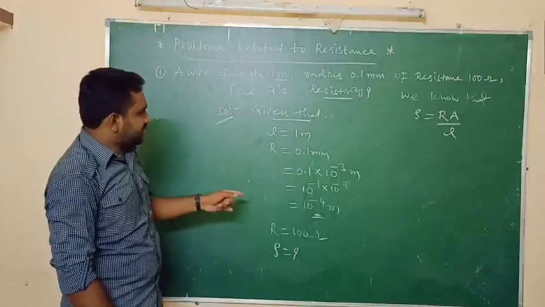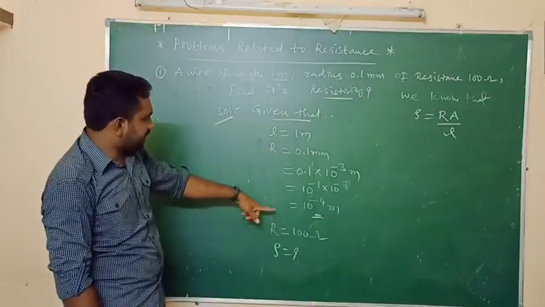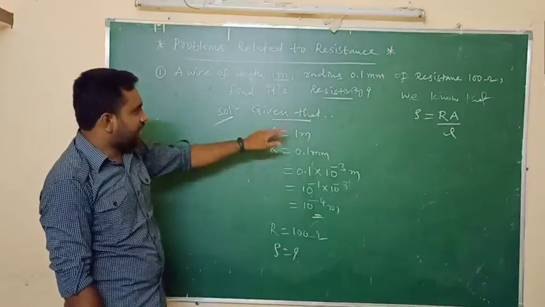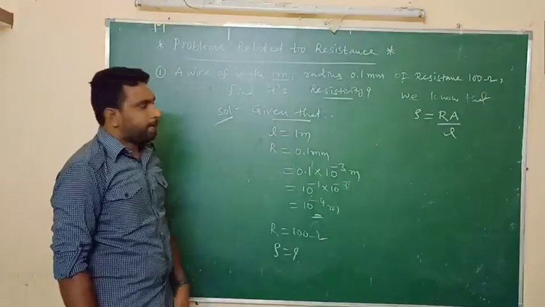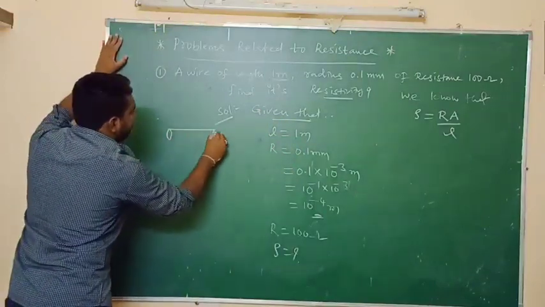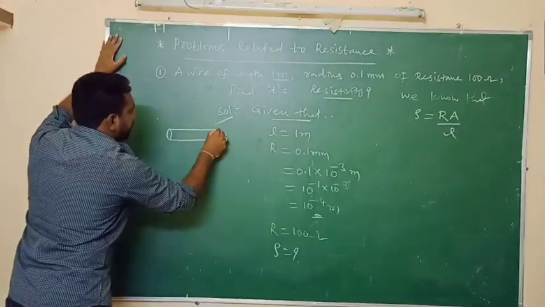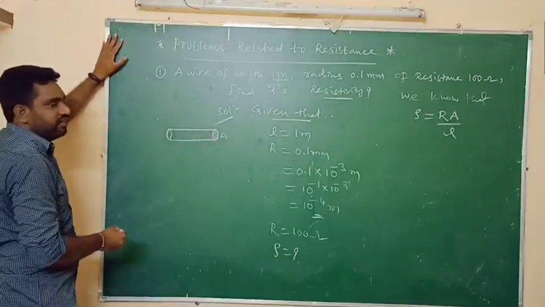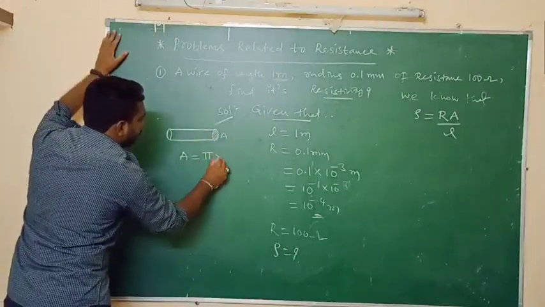We have resistance 100 ohms. The cross section area is not given here; we only have radius and length. Again we need to find the area of the wire. Here the wire is in the form of a cylinder, so we need to find this cross section area A. The cross section is in the form of a circle. What is the area of a circle? Area of circle is equal to pi r square.